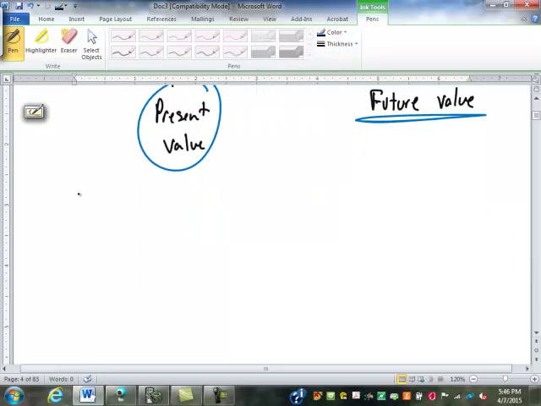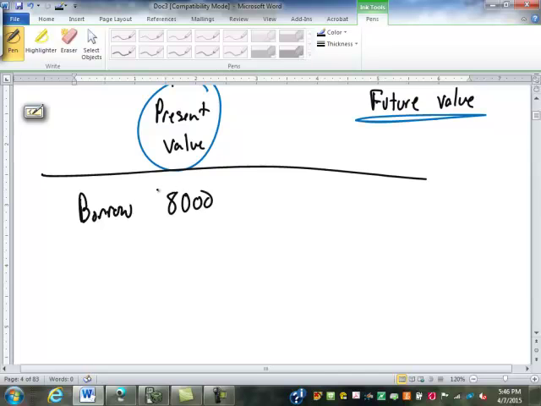Well, let's look at another example. Let's say that you are going to borrow $8,000 for 2 years at 18%. Let's say your credit really sucks. And let's say it's credit cards. So it's going to be compounded monthly.